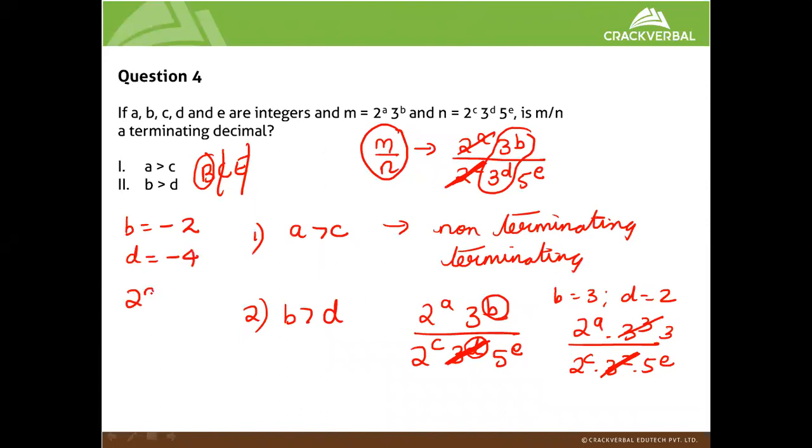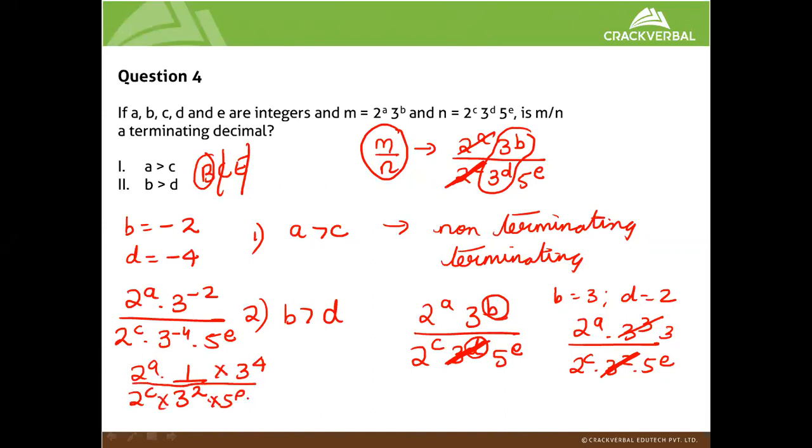So this becomes 2 to the power of a into 3 to the power of minus 2, divided by 2 to the power of c into 3 to the power of minus 4 into 5 to the power of e. Now, if I simplify, to make the exponent positive, we can always flip the entire fraction. So this becomes 1 by 3 squared, and the 3 to the power of minus 4 goes on to the numerator to become 3 to the power of 4. This would be divided by 2 to the power of c into 5 to the power of e. That would still give me enough information to cancel out all the 3's in the denominator.